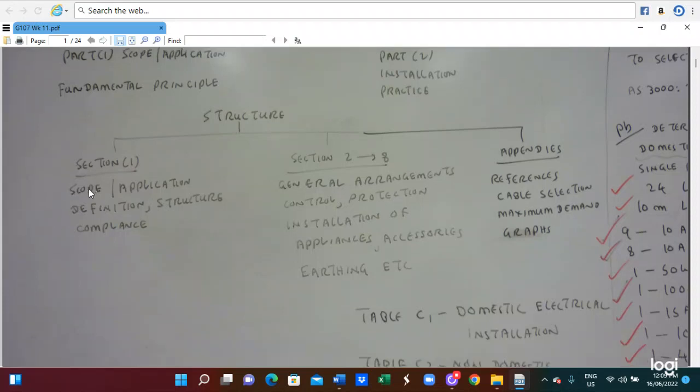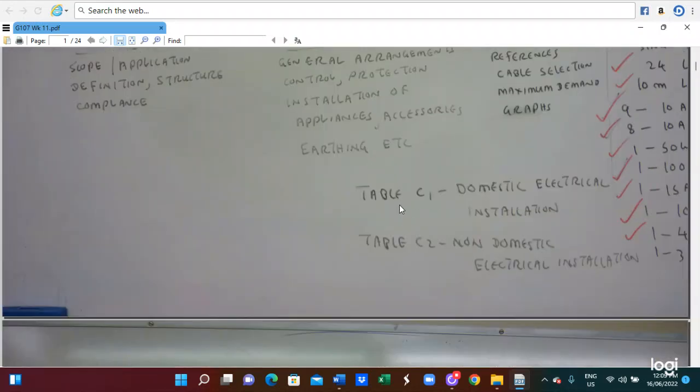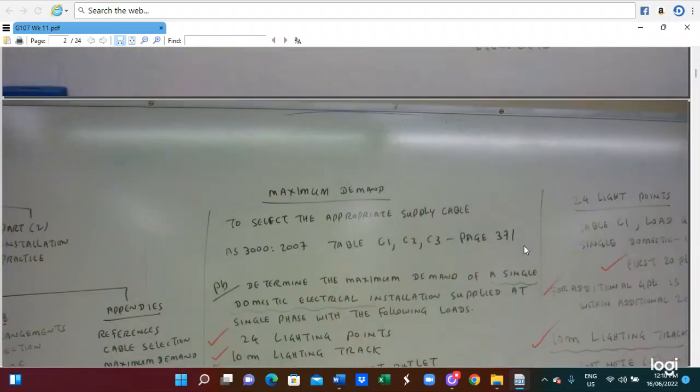Section 1 is the scope, application, definition, and structure of compliance. Sections 2 to 8 are the general arrangement, control, protection, installation of electrical equipment, accessories, and so on. The appendix is a reference. It includes the cable selection, maximum demand, and tables. So in this case, Table C1 of the AS3000 is what we utilize for the calculation of maximum demand for the domestic electrical installation. Table C2 is for the non-domestic electrical installation.